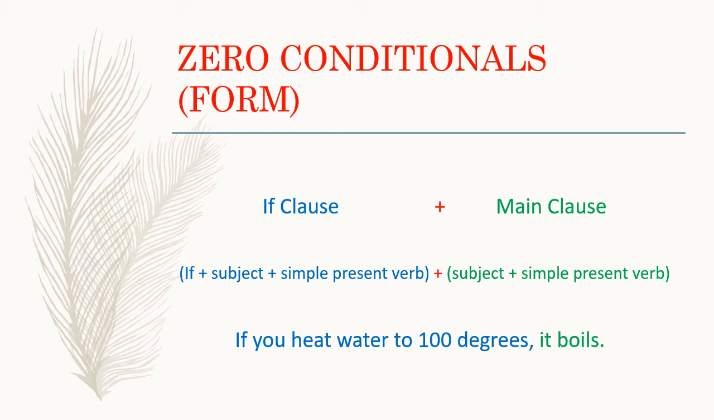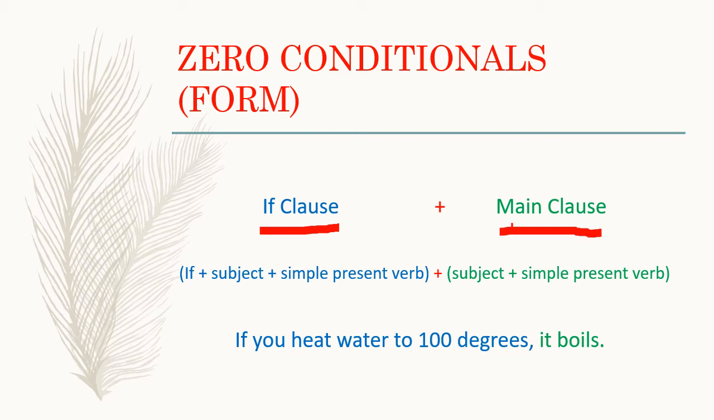And the pattern is already given. The one that you can see on your screen, that is the pattern for zero conditionals. All you have to do is memorize it. And if you cannot memorize it, you have your modules with you. The pattern is also there. Okay? So once again, in all conditionals, there is an if clause and a main clause.